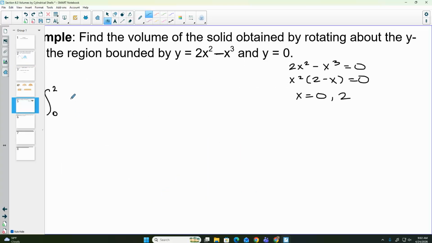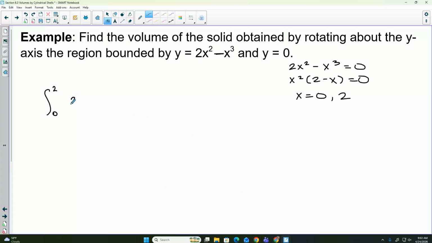Okay, so to do shells, we're doing 2 pi times the radius. If I'm working in terms of x, my radius is x. If I'm working in terms of y, my radius is y. Times my function. So that is the shell method, just 2 pi x, and then our function is 2x squared minus x cubed.